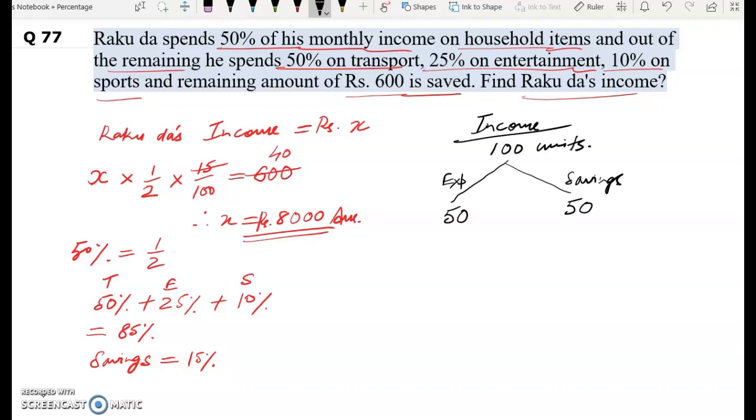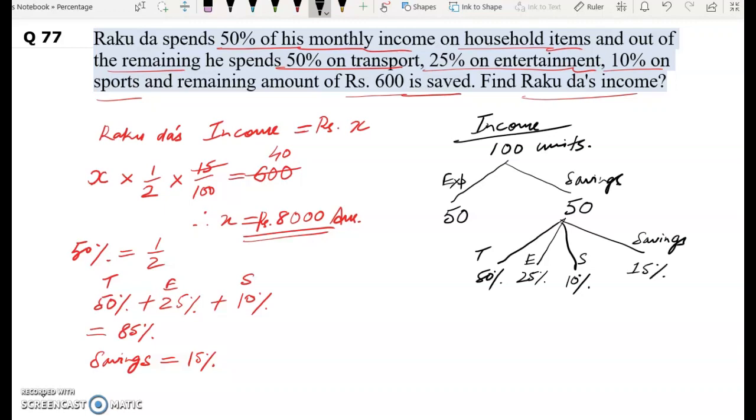Now out of this remaining 50, he spends 50% on transport, 25% on entertainment and 10% on sports. On transport 50%, on entertainment 25%, on sports 10%. Now 50 plus 25 plus 10 is 85. Savings will be 15%.